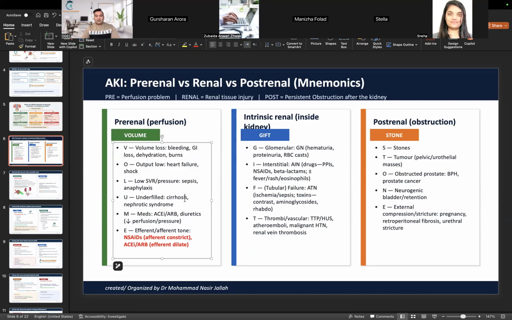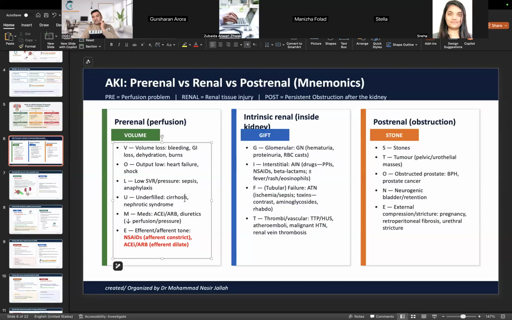Usually for that, the patient would have started certain drugs like PPIs, non-steroidal anti-inflammatory drugs, and beta-lactams, gentamicin, stuff like that, usually beta-lactams, and has fever, rash, and eosinophilia. There is a triad for it. We will discuss it in detail. F stands for tubular necrosis or failure, which we call acute tubular necrosis. And T stands for thromboembolic or vascular.